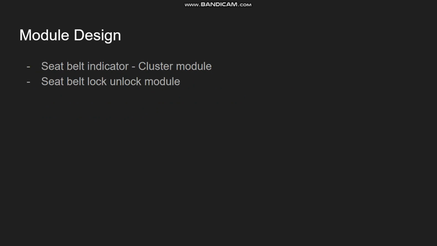The next part is the module design. Under software, there are various modules, function-wise or maybe component-wise. For the requirement which we have seen, maybe the seat belt indicator cluster set will be one software module. Seat belt lock unlock will be a separate module. So these are the various modules required to design and develop the software.